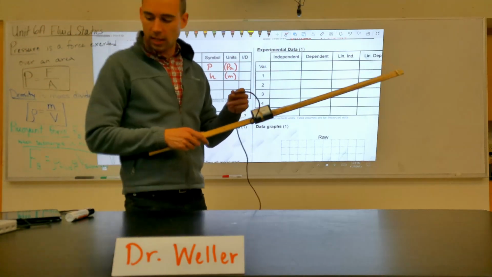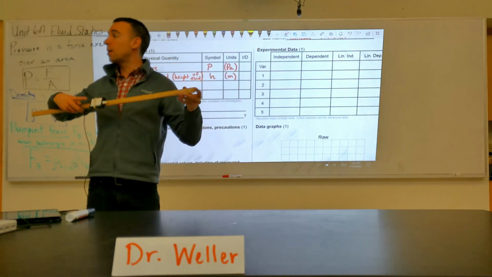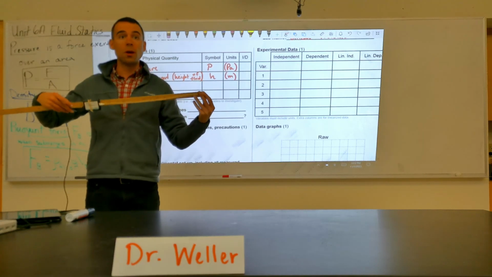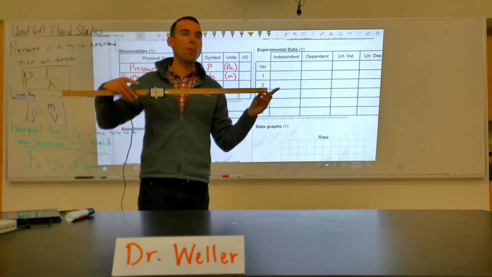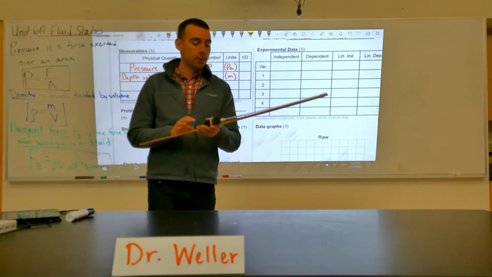So what we have here is a lot like the gas pressure sensor that we had last time. We have a barometer, and it's attached to a ruler. And so what this thing will do is it will measure the pressure in the end of this barometer.